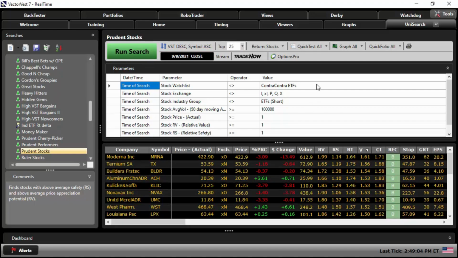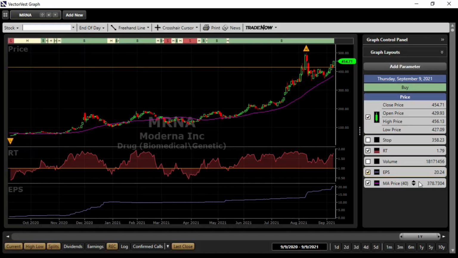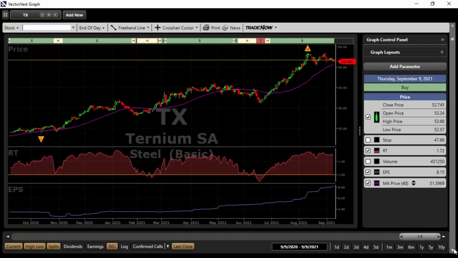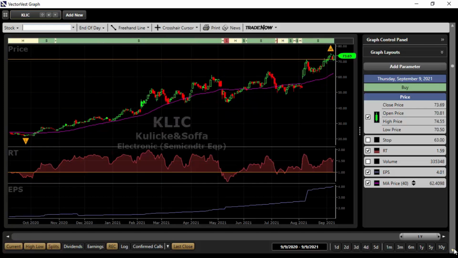If we go graph some of these, you'll see some popular names that have been making the headlines as of late. For example, we have Moderna, which has a great bottom left to upper right pattern in price. Also, earnings are steadily rising as well. TX, another great looking chart. BLDR, ACH, KLIC, and Novax.